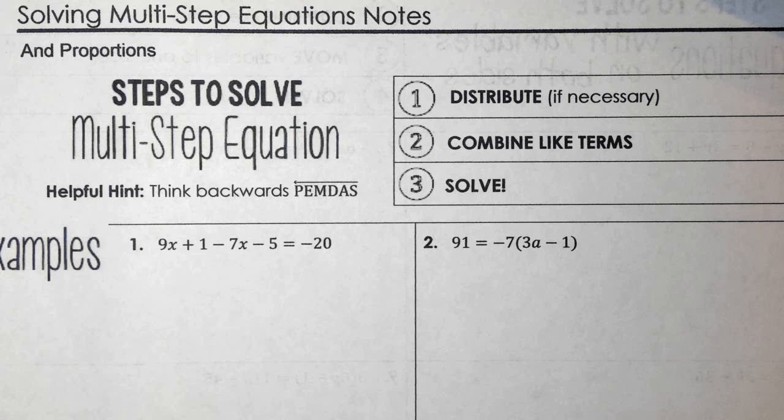So our first example is number one. Got the equation 9x plus 1 minus 7x minus 5 equals negative 20. So in this equation, the first thing you should see is that you have the variable x twice. You have 9x and 7x. So before we can solve for x, the first thing we need to do is combine like terms. And we practiced this on our last set of notes. The same way we did it in there, we're going to do it in here.